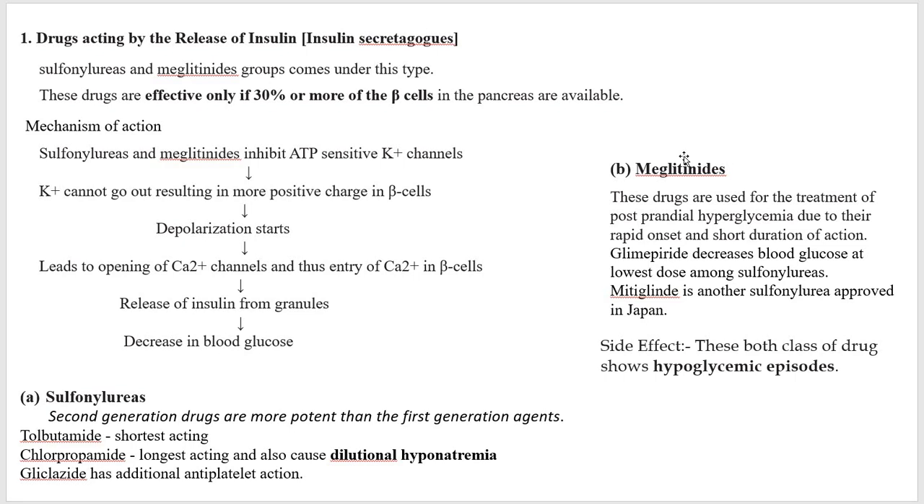The second class of drug is the meglitinides. These drugs are used for the treatment of postprandial hyperglycemia due to their rapid onset and short duration of action. Glimepiride decreases blood glucose at the lowest dose among sulfonylureas. Meglitinide is another sulfonylurea approved in Japan. These are the special points that you have to remember.